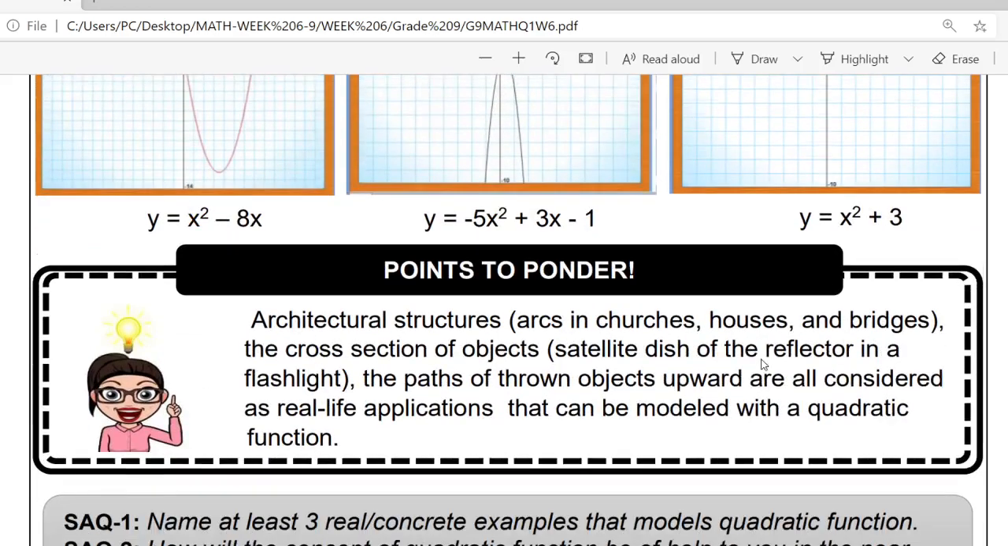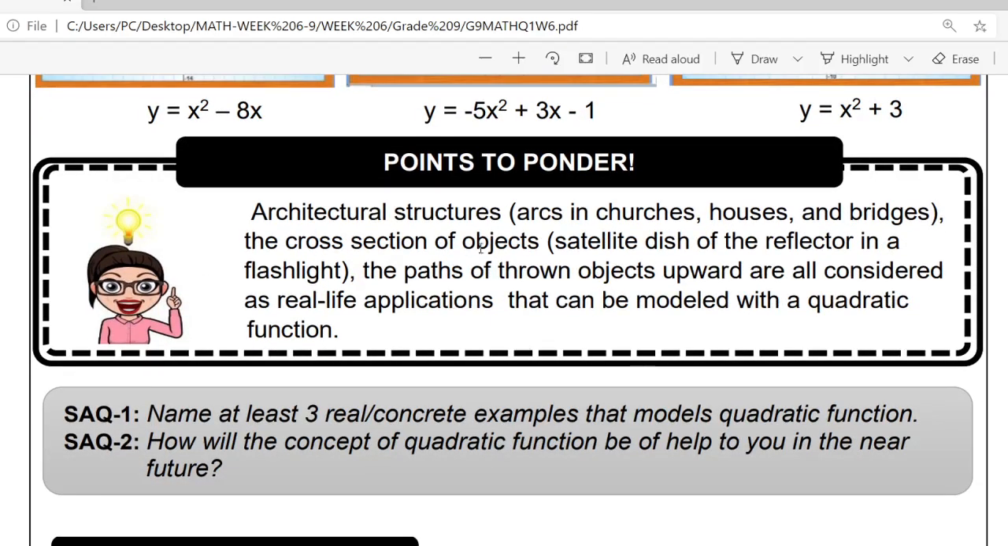Here are points to ponder. Architectural structures are arcs in churches. You can find arcs in churches, houses, and bridges. Another example is the cross-section of the satellite dish or the reflector in a flashlight.